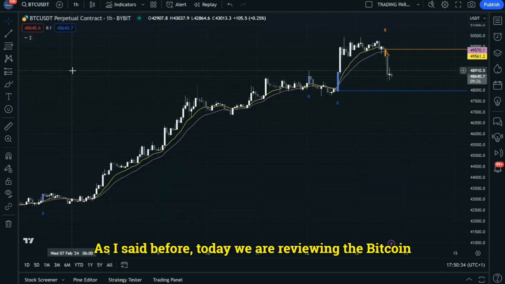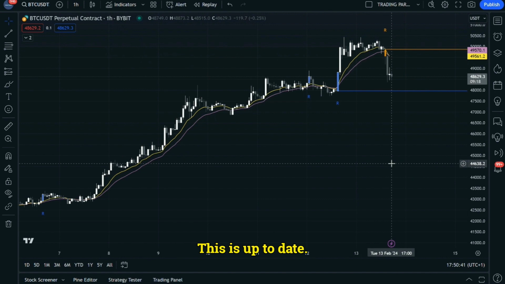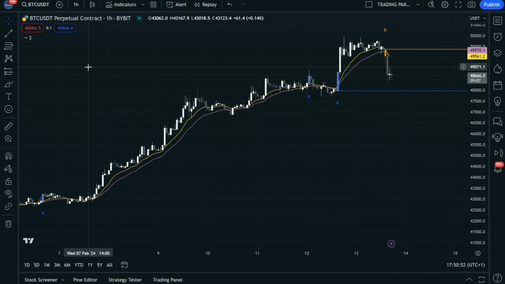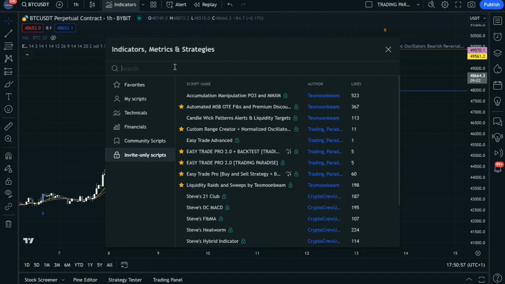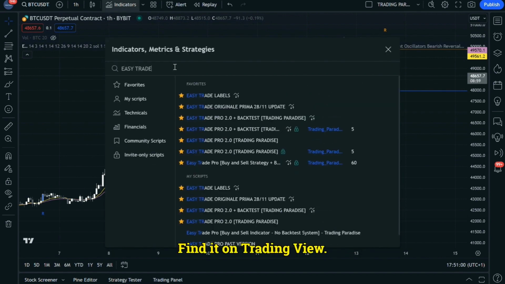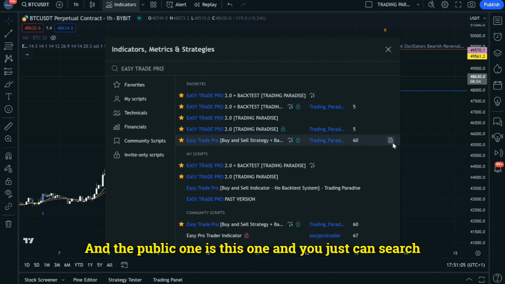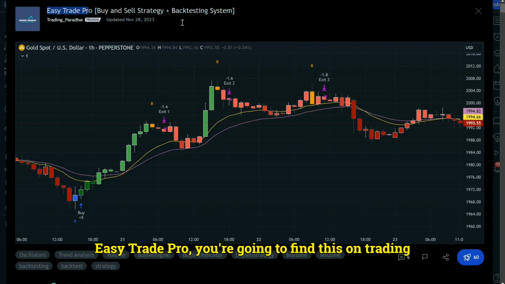As I said before, today we are reviewing the Bitcoin USDT perpetual contract 1 hour chart on Bybit. This is up to date. Today is 13th of February, currently almost 6 p.m. Central Europe time. And the indicator is Easy Trade Pro. As I said, you can find it on TradingView. And the public one is this one. You can just search Easy Trade Pro and you're going to find this on TradingView.